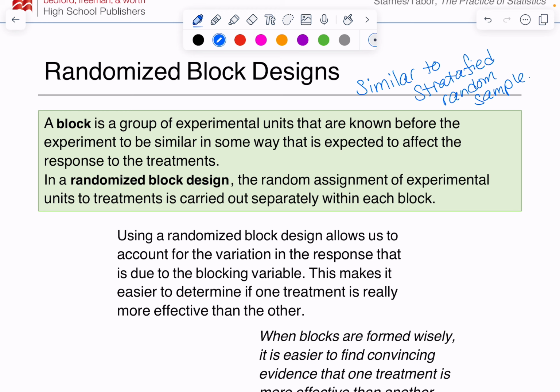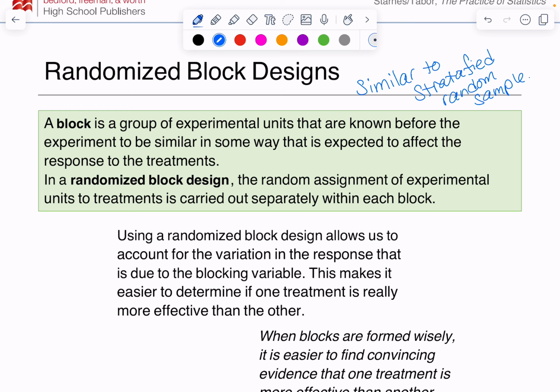So what I would do is, I have my experimental units, they're ready for the study. I would separate the men from the women, and then within the men, randomly assign them the new treatment versus the control, and then randomly assign the women the new treatment versus the control.